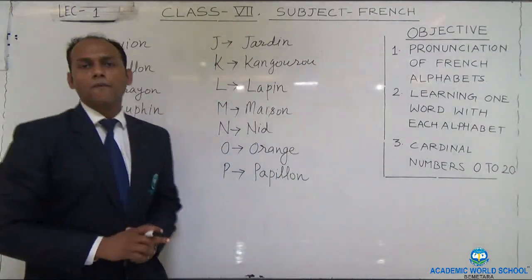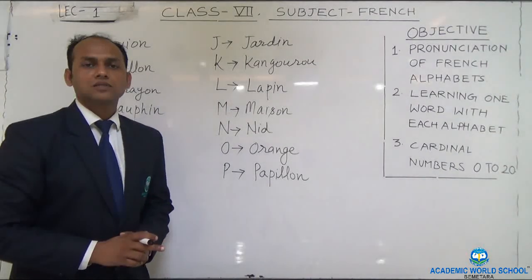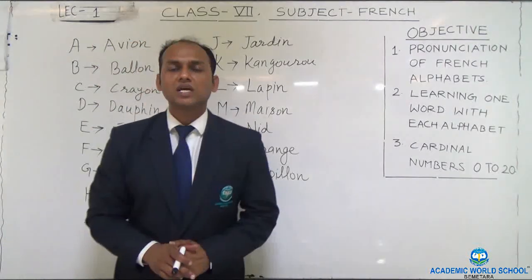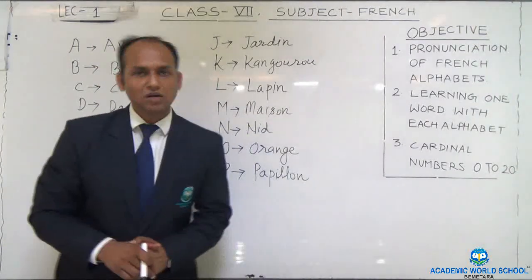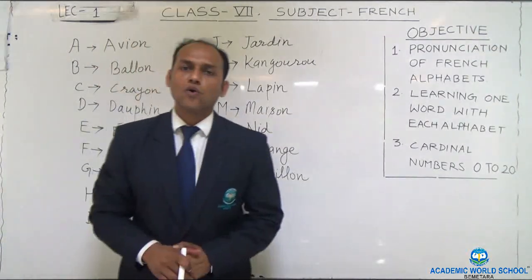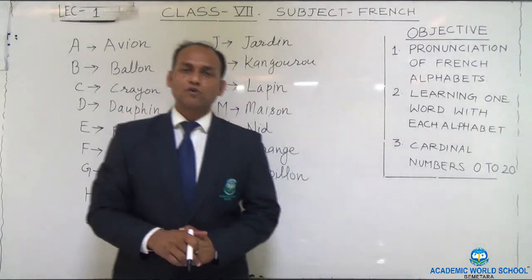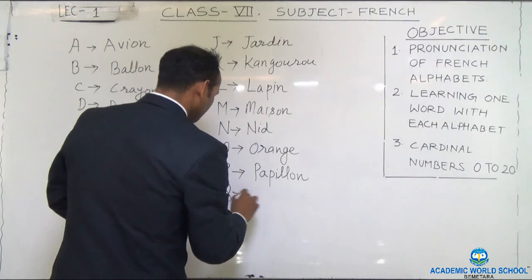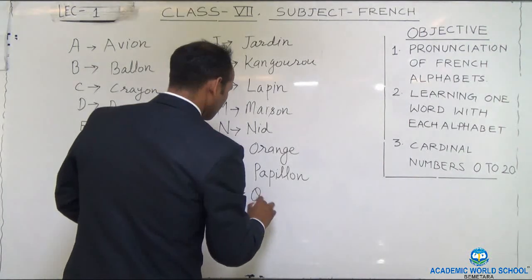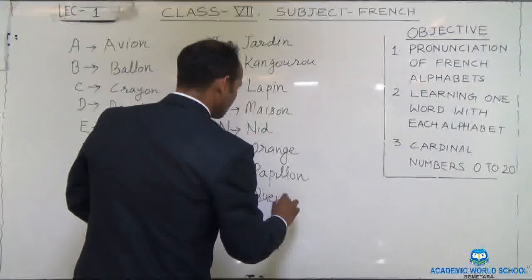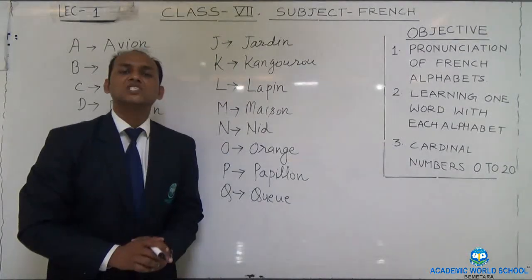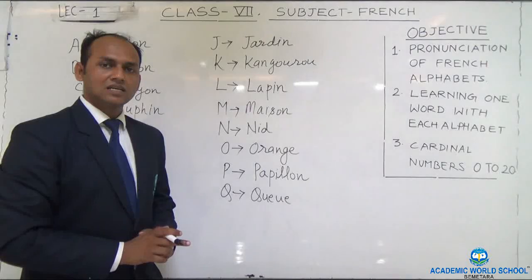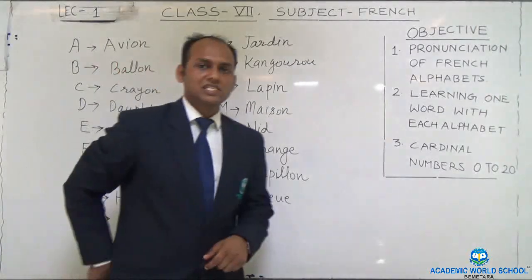P: Papillon. What does it mean? Butterfly. The pronunciation is papillon. Papillon means butterfly. Q: Queue. Queue means tail. A dog has a tail. Animals normally have tails.